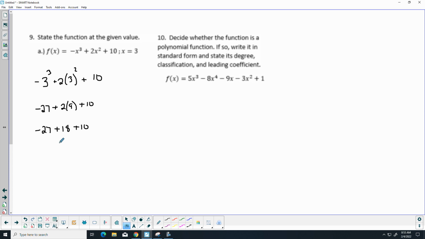That's going to give me negative 9 plus 10, which is 1. Alright, decide whether the function is a polynomial. It is. If so, write it in standard form. You have to write the highest exponent first, and then you go down. The degree is 4. The classification on this, I would just call it polynomial, because there's 5 terms. And the leading coefficient is negative 8.